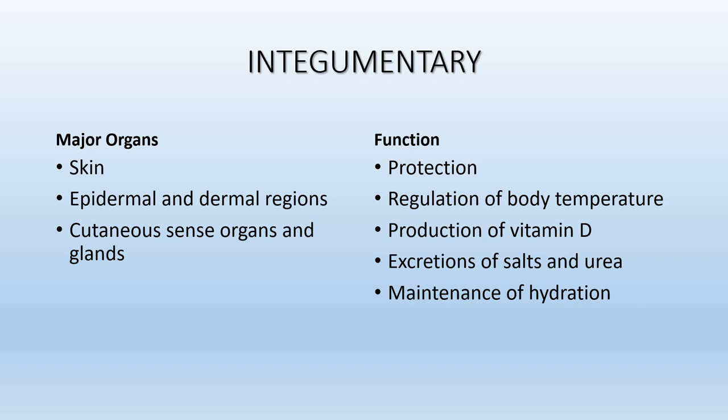The major organs of the system are the skin. The skin is the largest organ in the body. A lot of people don't think about the skin as being an organ, but it is classified as an organ. The integumentary system also includes your epidermal and dermal regions. It contains some of your cutaneous sense organs and glands.